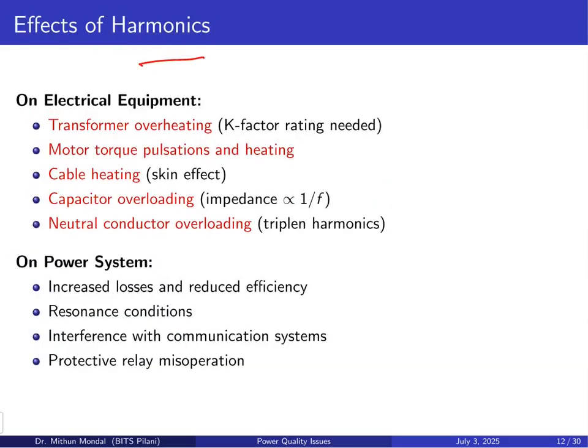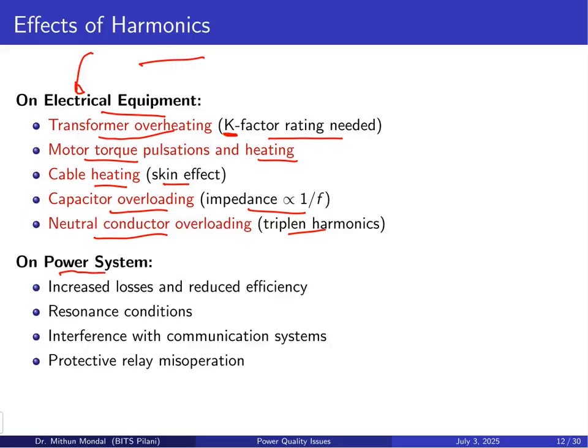What are the effects of harmonics on electrical equipment? We can have transformer overheating, because a K factor rating is needed. K factor is again a transformer factor. In motors, torque pulsation and heating will be there. Cables will heat due to the skin effect. Capacitors will be overloaded, because impedance is inversely proportional to frequency. The neutral conductor will be overloaded because of these triplen harmonics. So these impact the individual electrical equipment.